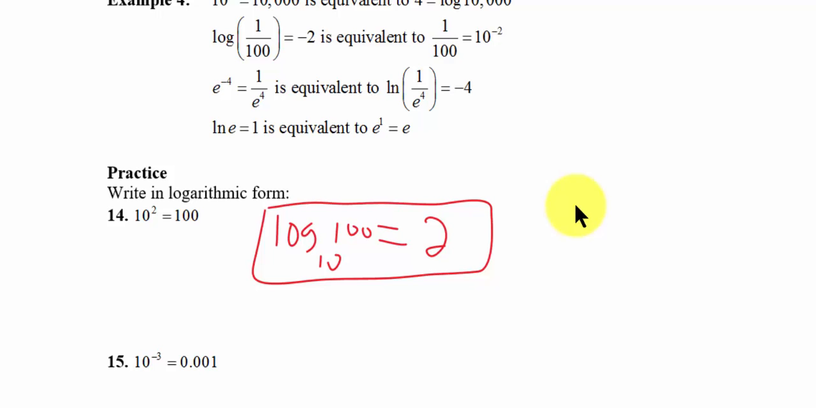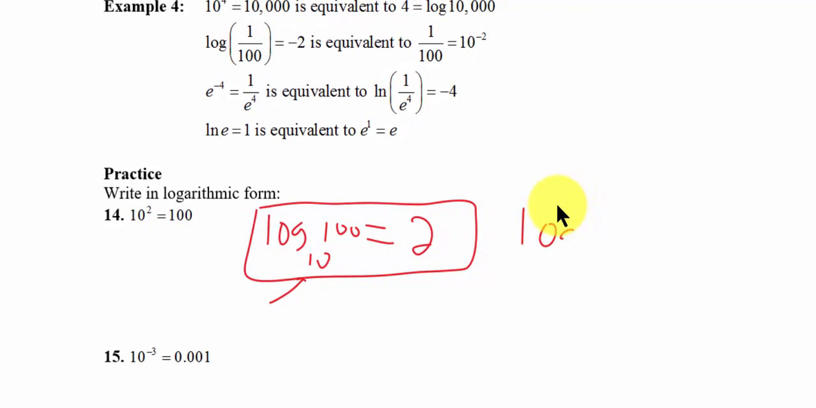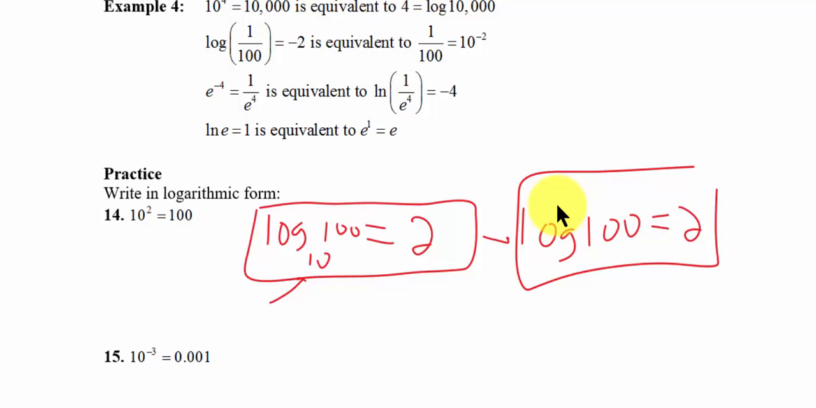Now, you can leave it like this, but you really don't need to show me the base 10. If I simply write log 100, it's understood that we're in base 10. So these two things are really the same. You could write log base 10 of 100 equals 2, or if you just simply write log 100, we know that you're talking about log base 10.